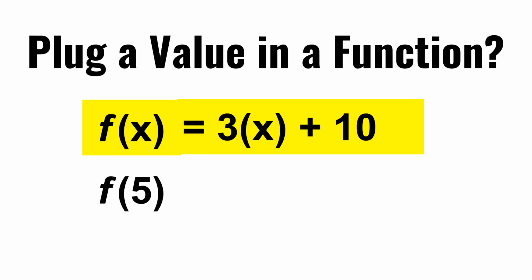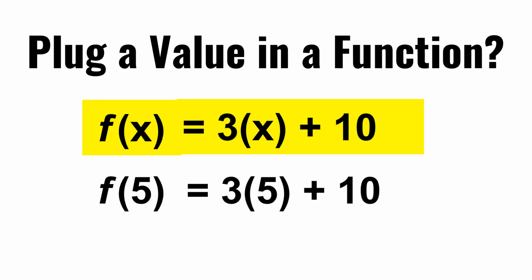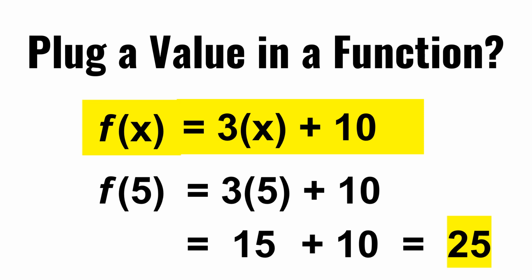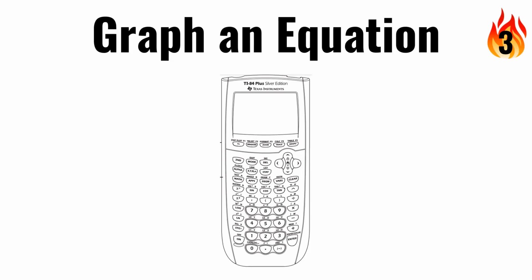All right, what if it asks you to plug a value in a function? This says f of 5. Well, we're just going to rewrite the equation, plugging in a 5 everywhere there was an x. And then calculate. 3 times 5 is 15. Add 10, 25. These are one of the easiest questions on the test. Plug and chug.